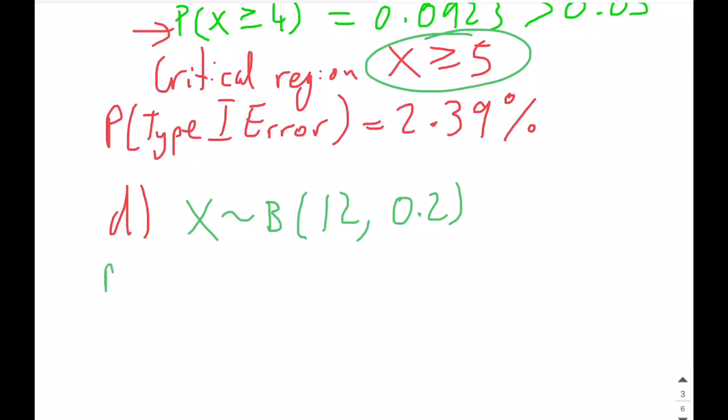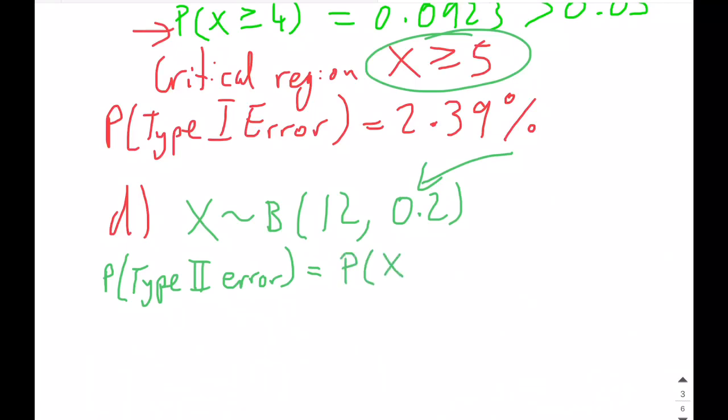For a type 2 error, I want to stick with H0 even though I know for a fact it's false. So sticking with H0 would be if X is 4 or below, outside of my critical region. What's the probability of being outside my critical region now with this new 0.2 instead of 0.15?